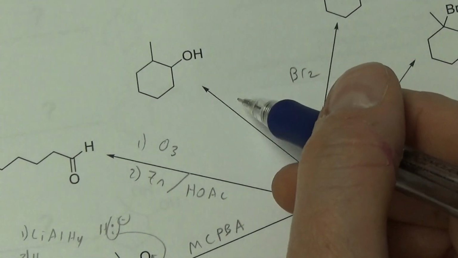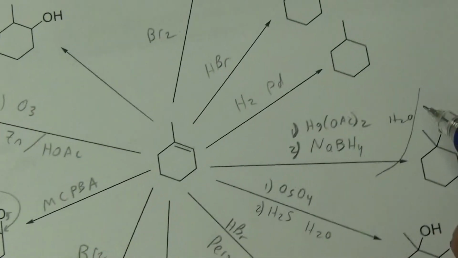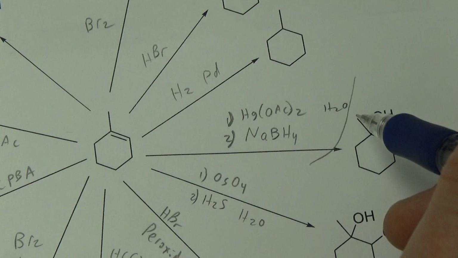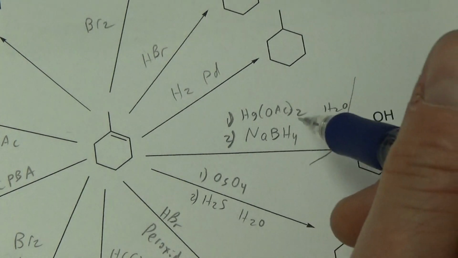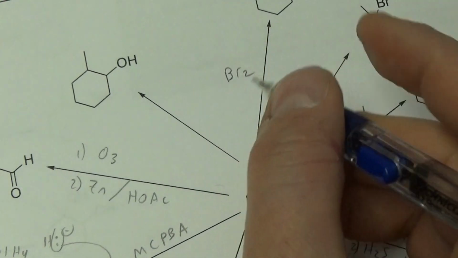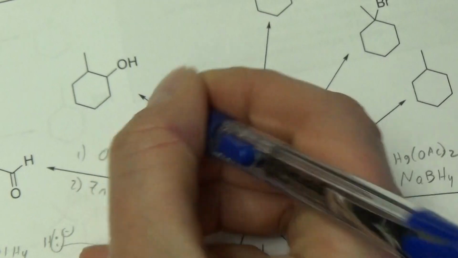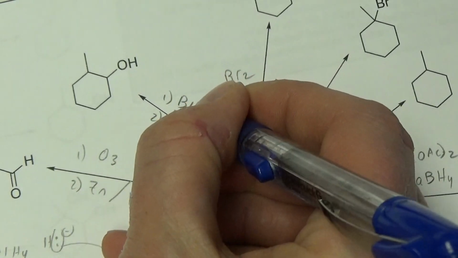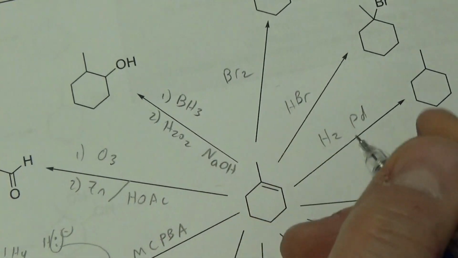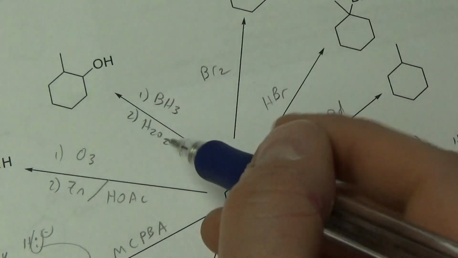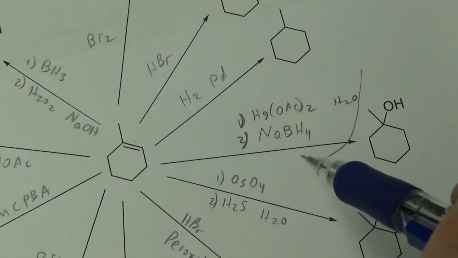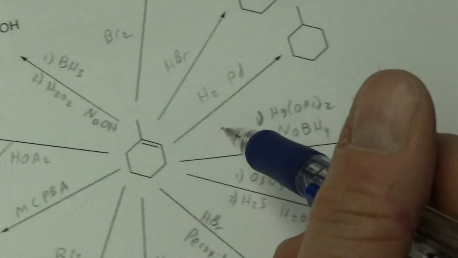Okay, what about another? We did one alcohol before. This is Markovnikov. It used mercury, oxymercuration-demercuration. What about alcohol on the anti-Markovnikov side? And that is the other one. This is BH3, H2O2, NaOH. So that's the anti-Markovnikov alcohol formation that's kind of complementary to the Markovnikov alcohol formation. So these two are kind of hand in hand.